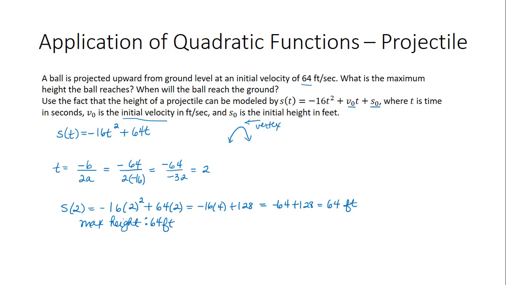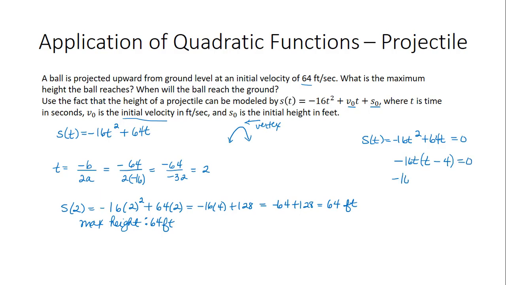The second part of this says, when will the ball reach the ground? So the height on the ground is 0 feet. So when will the ball reach the ground? We're going to set our function equal to 0. So now we have a quadratic equation that we need to solve. We can solve this one by factoring. There's a common factor of negative 16t. And if we take out negative 16t, we're left with t minus 4 is equal to 0.